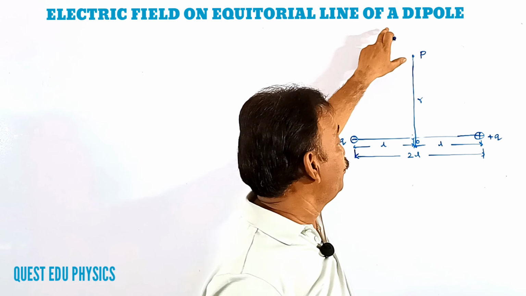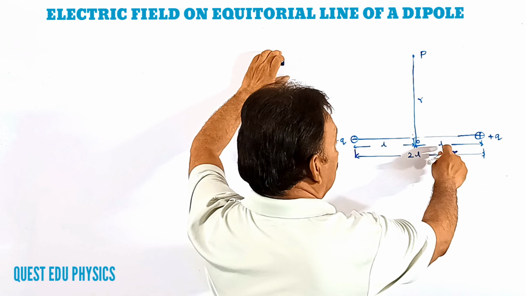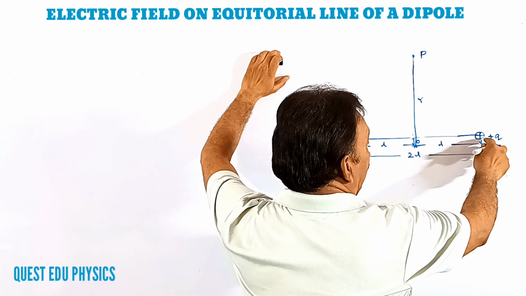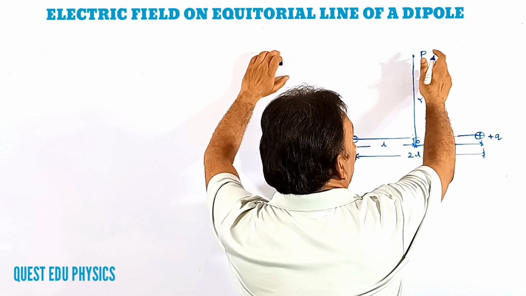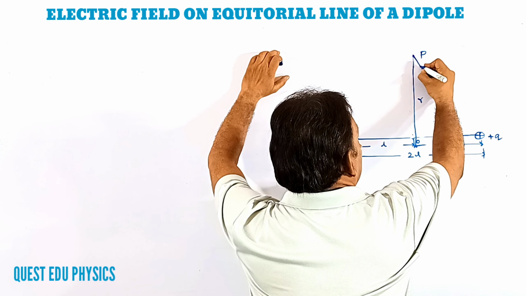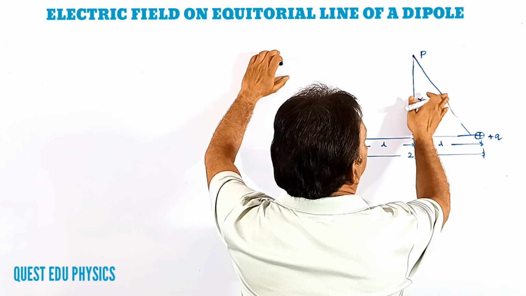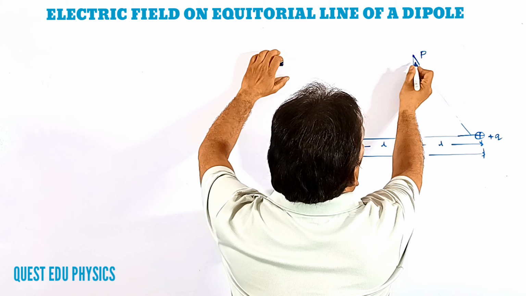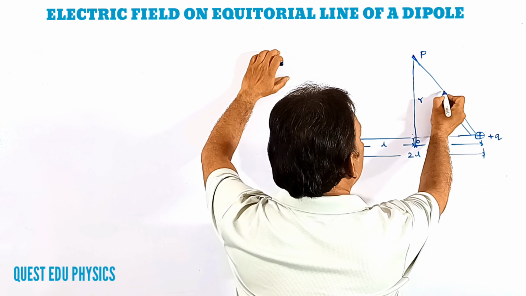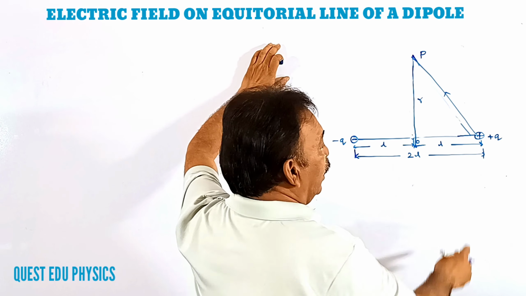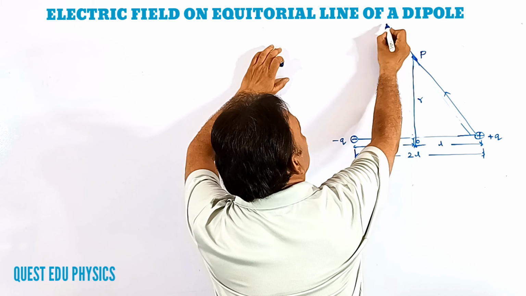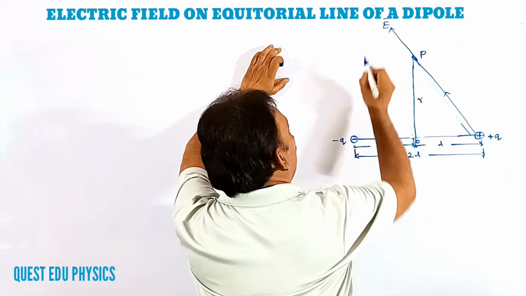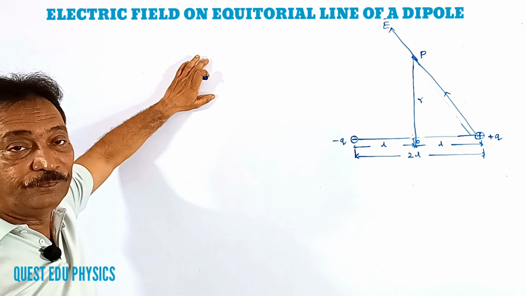Okay, students. If it is R and it is L, we have to connect the distance from this plus Q to the unit positive charge. Let's see. It is the distance, students, and the interaction will work in this direction. Say it is the electric field intensity, that is equal to E.